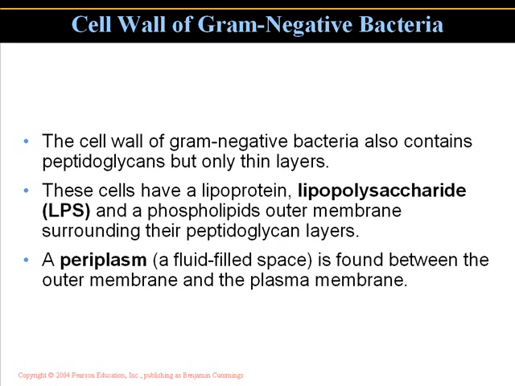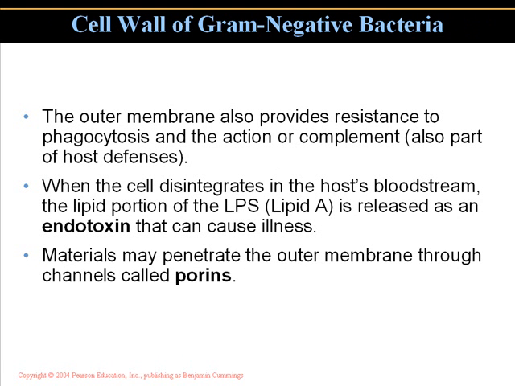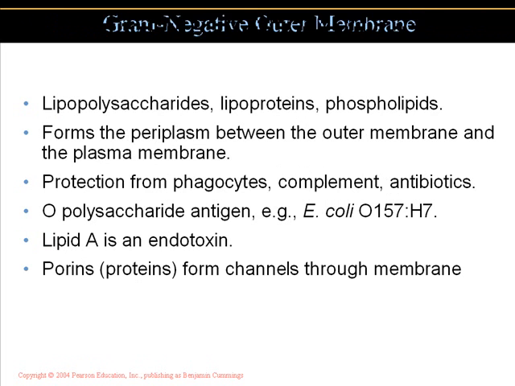These cells have lipoproteins, lipopolysaccharides, or LPS, and a phospholipid outer membrane surrounding their peptidoglycan layer. A periplasm, or a fluid-filled space, is found between the outer membrane and the plasma membrane. The outer membrane also provides resistance to phagocytosis, and the action of complement is also a part of the host defenses. When the cell disintegrates in the host's bloodstream, the lipid A portion is released as an endotoxin that can cause illness.